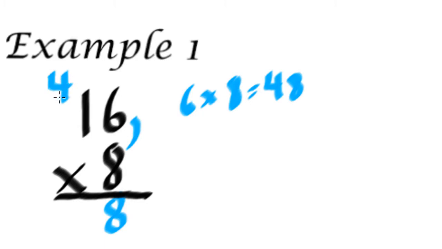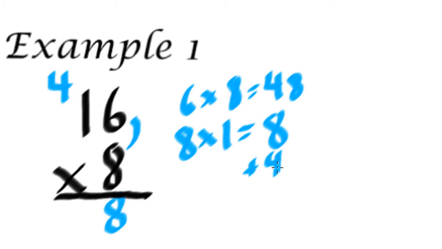My next step is then to multiply the 8 by the 1 in the tens place, which is going to give me 8. And since I have that 4 hanging up at the top of the problem, I will simply add it to the 8, and it'll give me 12. So 12 essentially goes in the tens place to give me 128.